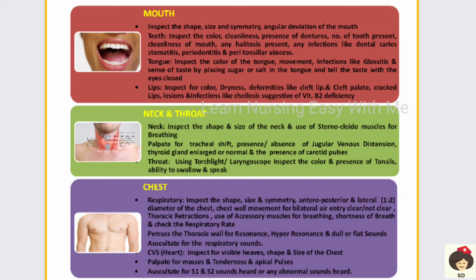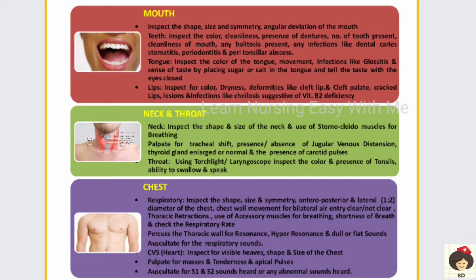Okay, in the mouth you have to see the size, symmetry and angular deviation. In case of facial paralysis, the mouth will be deviated to one side, that you can check. And in the teeth you have to check the color. Color can change in case of decayed teeth, or if the patient is not having the habit of brushing properly, so you have to see cleanliness. Dentures are artificial teeth, so in old age the patient may not have teeth, so you have to check for dentures. And how many teeth are present, you have to check. In case of children, you have to check the number of teeth.